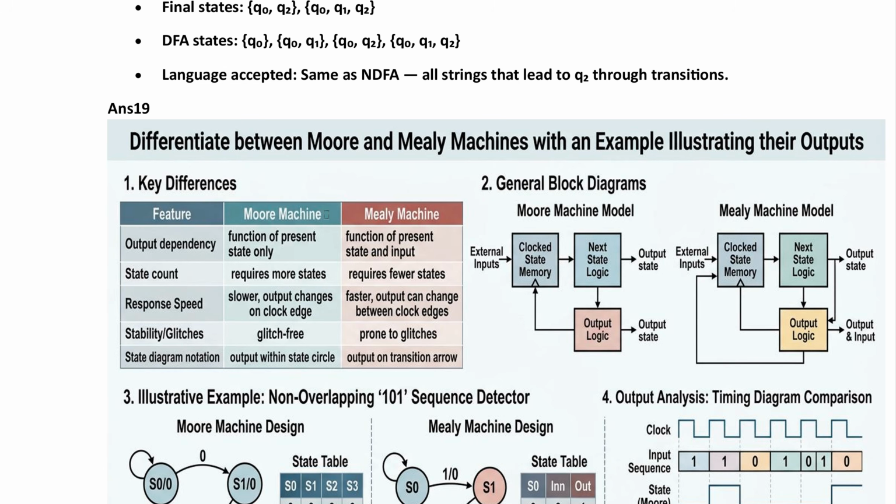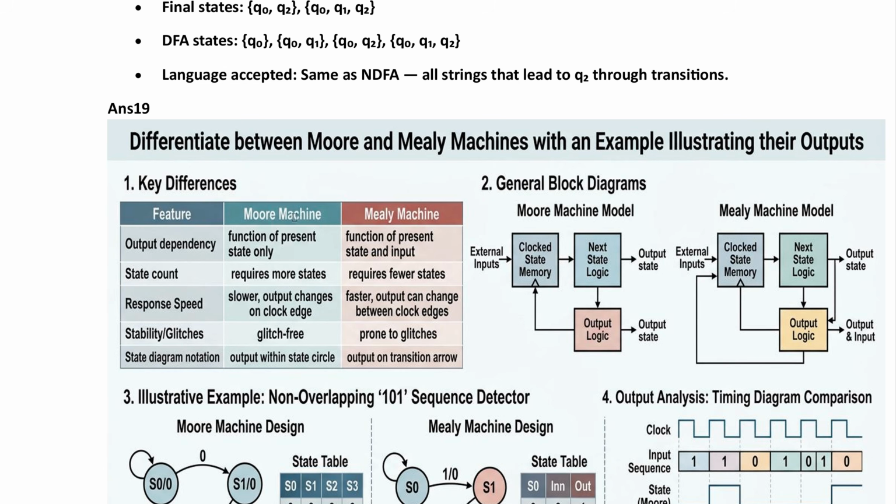As far as output dependency is concerned, in case of Moore machine, the output is a function of the present state only. But the output in Mealy machine is a function of the present state as well as input. That is, in case of Mealy machine, output depends on present state as well as input.